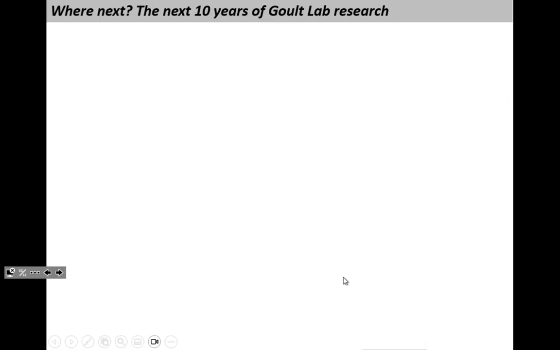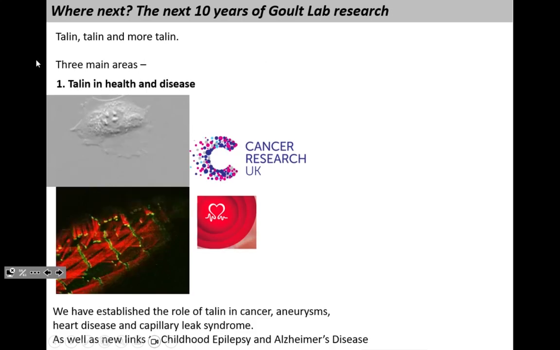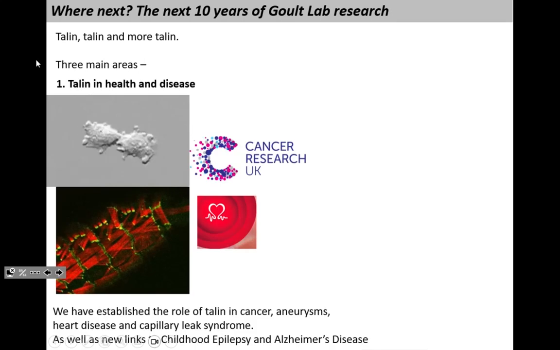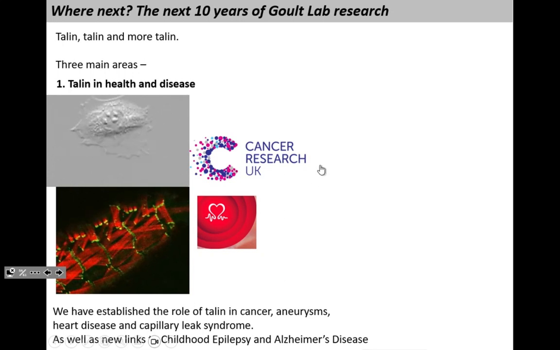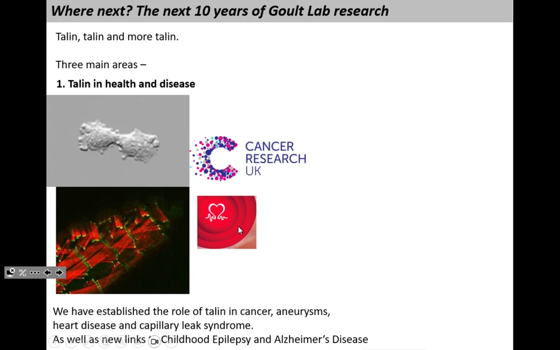So just to wrap up, just where next? I'd say that the next 10 years of the Galt Lab research, and the RPD and the appraisal people aren't going to like this, but it's going to be talin, and more talin, because there's so much to understand. The diversification of the portfolio is going to be from what talin does in different conditions. And it's going to be in three main areas. I think we're getting incredible traction proving talin's role in many different diseases, including cancer, aneurysms, heart disease, and capillary leak syndrome. And we've got good funding now from CRUK and British Heart Foundation to get at this.